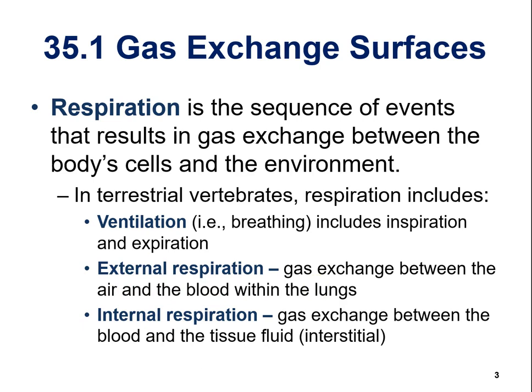So external respiration is gas exchange between the air and the blood within the lungs. When you inhale and you take that air into the lungs, you're taking in oxygen, and you're also taking in other things as well. Once that oxygen gets into the lungs, it is then transferred to the blood. If you talk about internal respiration, we're talking about gas exchange between the blood and the tissue fluid. Now that oxygen that came in from the lungs is in the blood, and it's being carried around the blood.